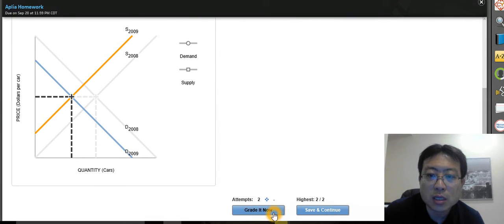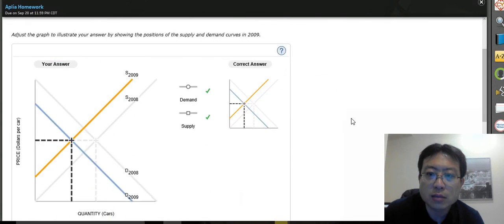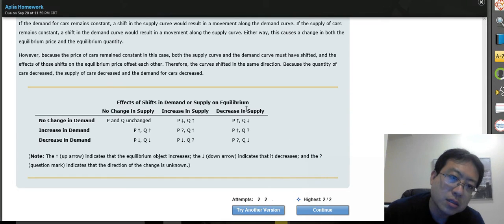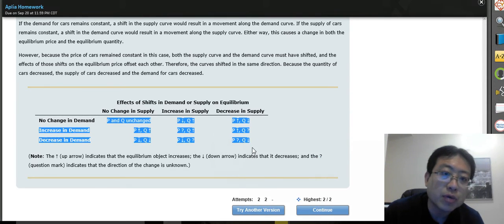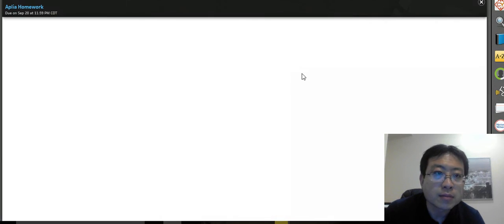Let's give it a try to see if we get it right. Okay, we got it right. Very good. And then you see over here, this table is very important. So you might want to write it down somewhere, and this will definitely help you when you do your homework. Okay, so let's continue to the next one, number 14.